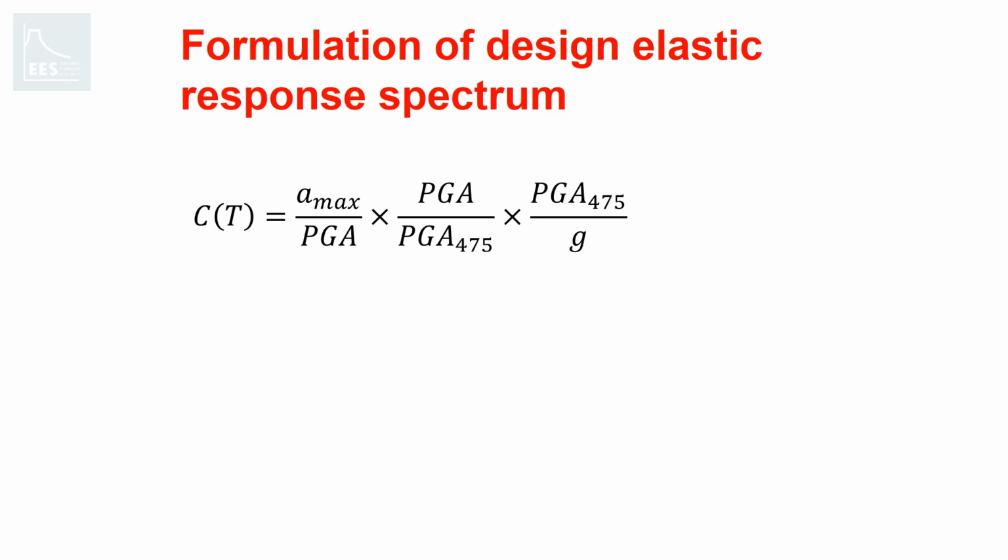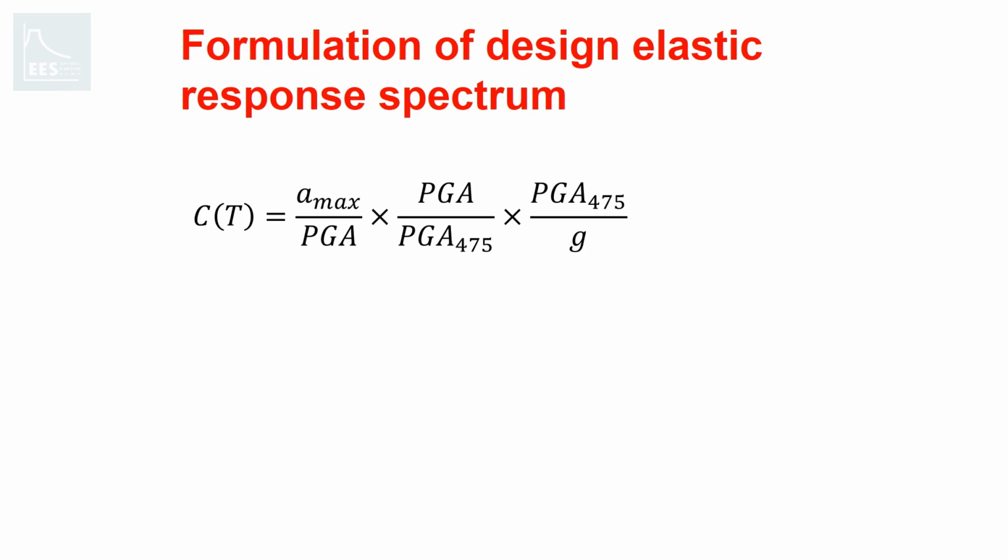It becomes clear that PGA of 475 years return period is the design basis earthquake, and this second term is related to the importance factor of the structure. Anything higher than 1 means we are designing for a return period greater than 475 years. So by this approach, we can scale to higher return periods. For example, this is very useful for performance assessment and performing nonlinear analysis.